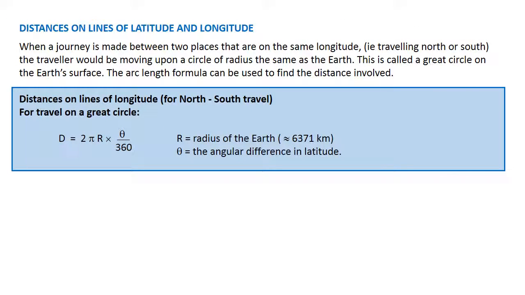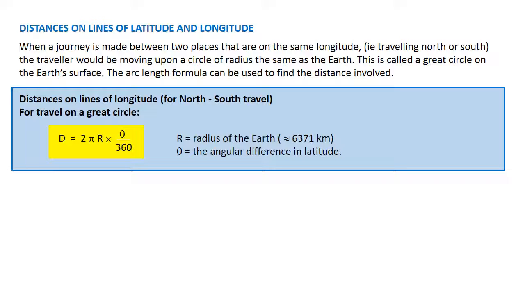When a journey is made between two places that are on the same longitude, that is, you're travelling north or south, the traveller would be moving on a circle of radius the same as the Earth. This is called a great circle on the Earth's surface. The arc length formula can be used to find the distance involved. So we use d equals 2 pi r times theta over 360. In this formula, r is the radius of the Earth and theta is the angular difference in latitude.